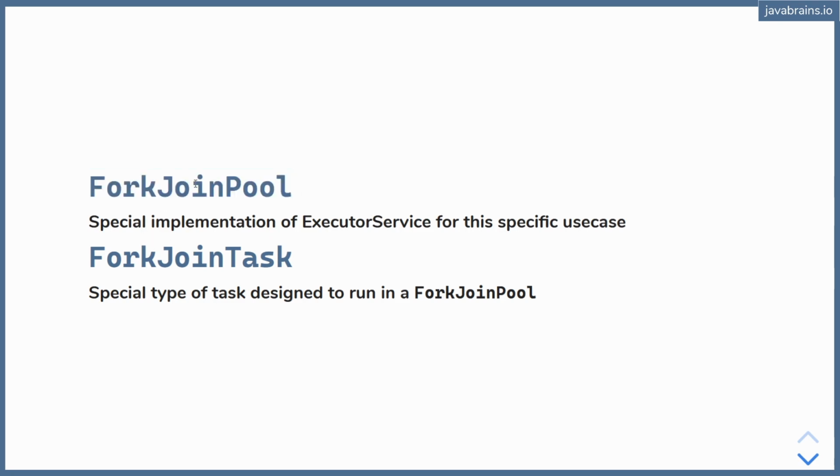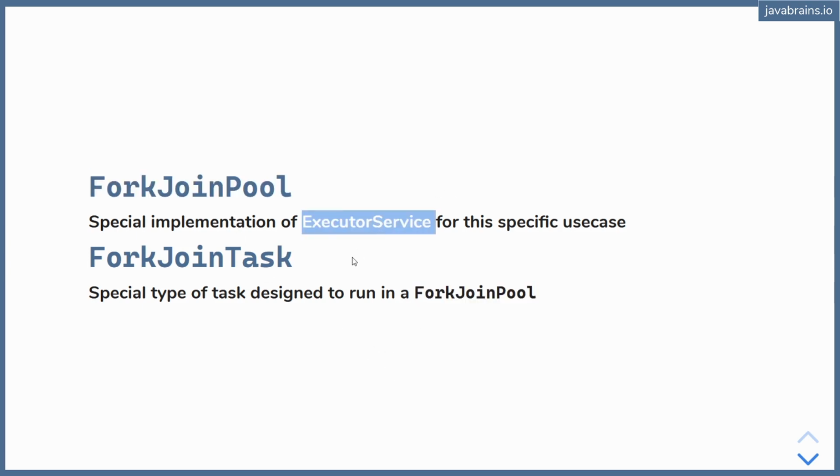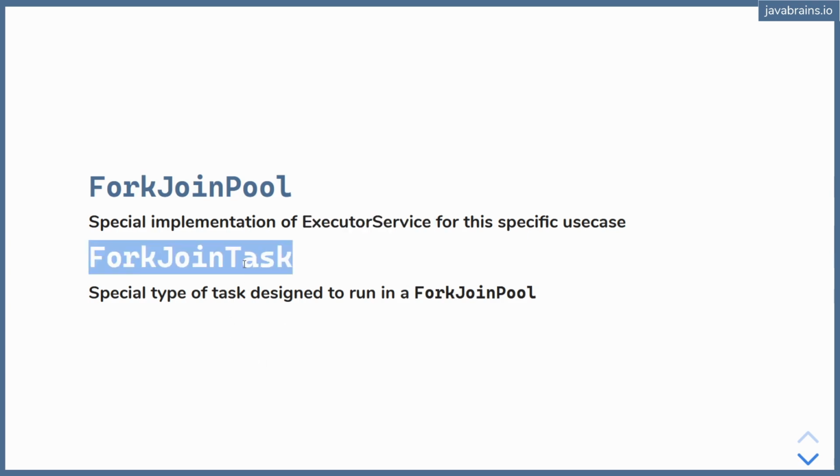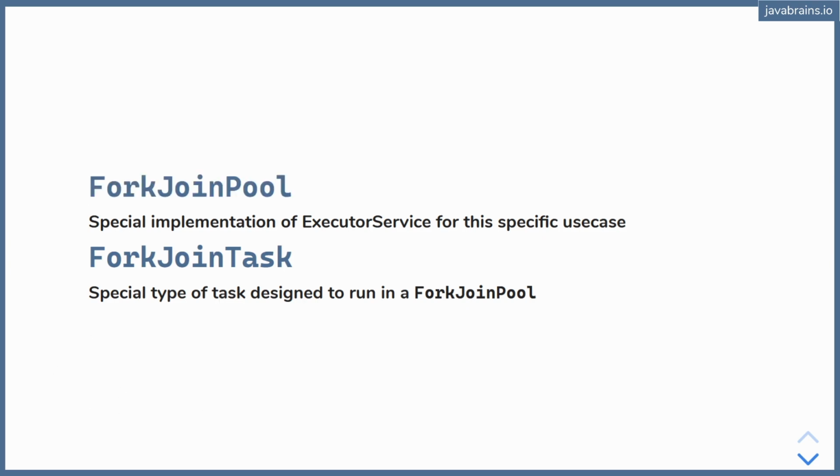And in order to use this API, you need to create something called a fork join task. A fork join task is again a special type of task which is designed to run in a fork join pool. Okay, fork join pool is a custom implementation of the executor service designed to handle this use case, and a fork join task is a special type of task that you give to the fork join pool and say, hey, fork join pool, execute this. Right? So we need to understand how to use this API, and I'm going to explain that to you.